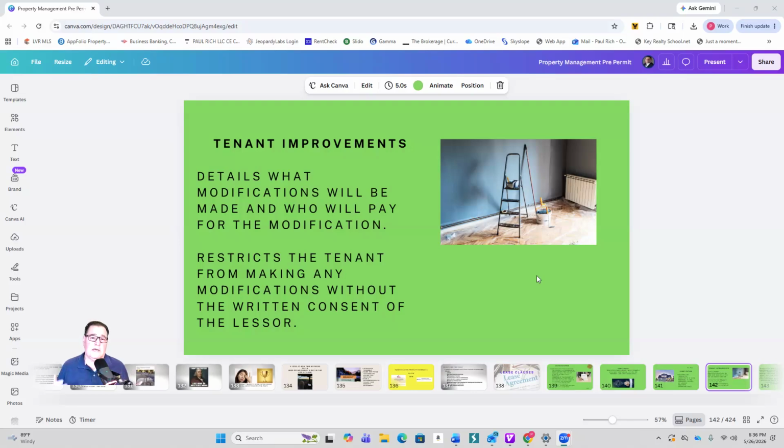Tenant improvements and what is a notice of non-responsibility. So tenant improvements detail what the modifications are going to be and who's going to actually pay for those modifications. This actually applies to commercial and residential.